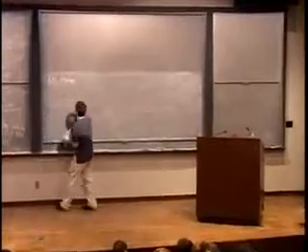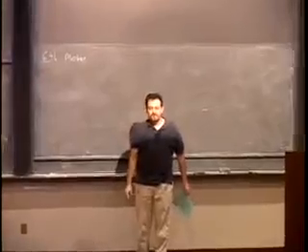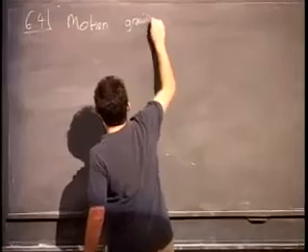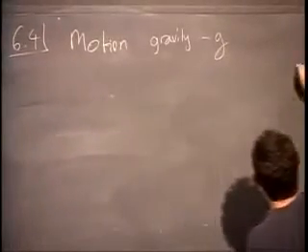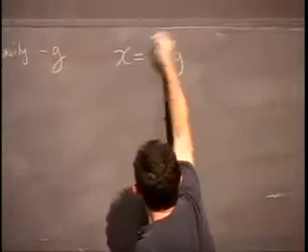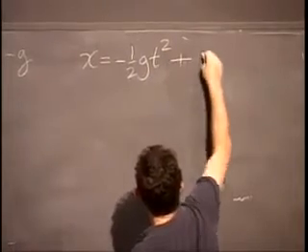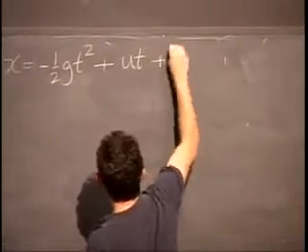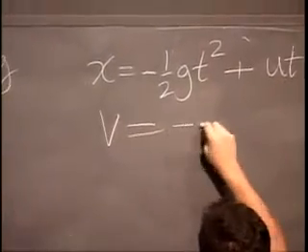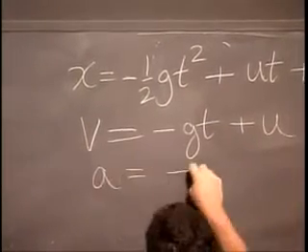And the formulas that are particularly useful involve motion with gravity. So we're talking constant acceleration. If you're dealing with gravity, minus g, because it points downwards, you might as well know the formulas we looked at last time. x is minus a half g t squared plus u t plus h. The velocity v is the derivative of this, which is minus g t plus u. And the acceleration is the derivative of this.